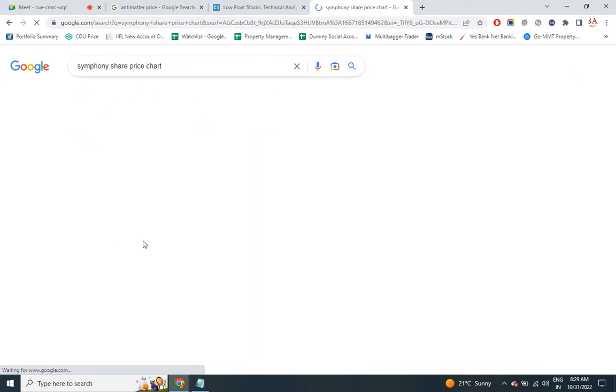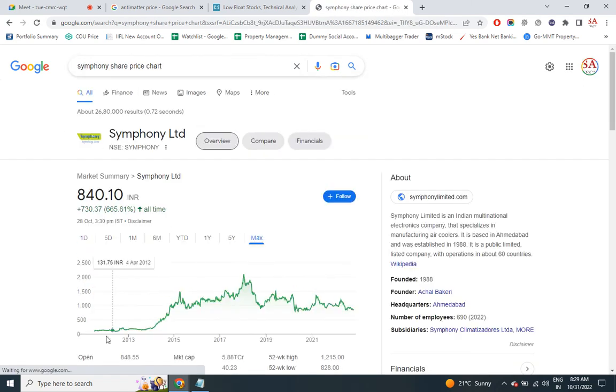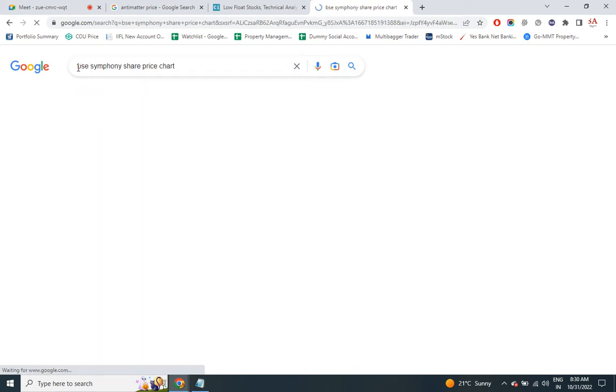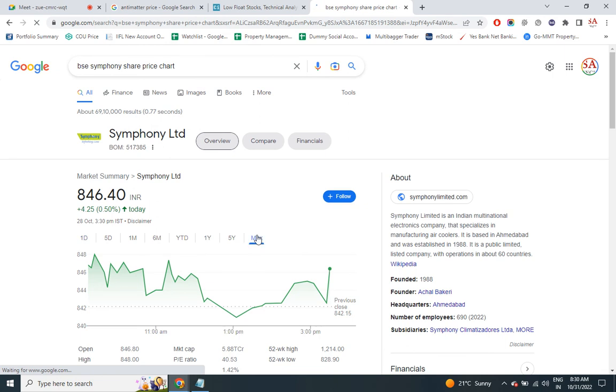Symphony coolers. Okay, it's not showing beyond this. The price used to trade at penny stock 20, 30 paisa. Symphony coolers price was like 20, 30 paisa, I think, in BSE. Yeah, here.